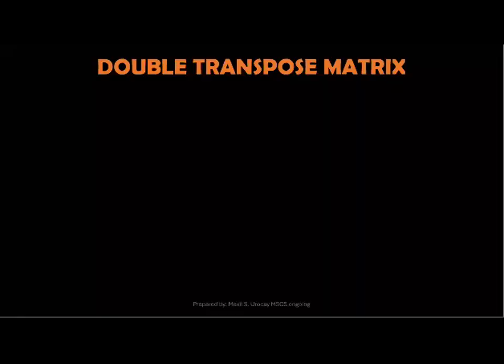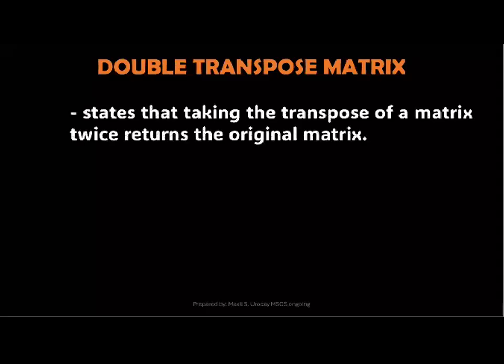Okay, so this is a continuation of our discussion. This will be the property of transpose of a matrix, which will be the double transpose matrix. When we say double transpose matrix, that states taking the transpose of a matrix twice returns the original matrix. This is denoted as A to the power of transpose and then to the power of transpose, and that must be equal to A.